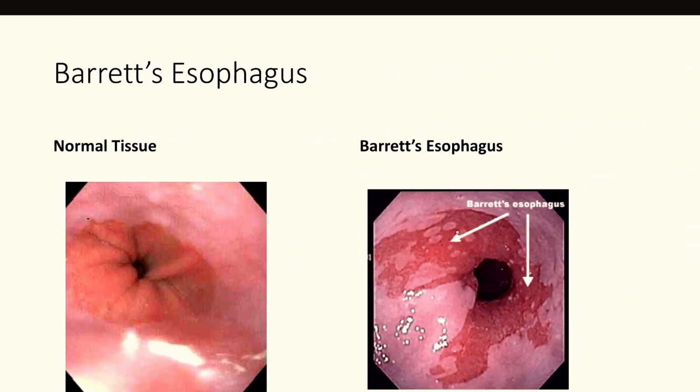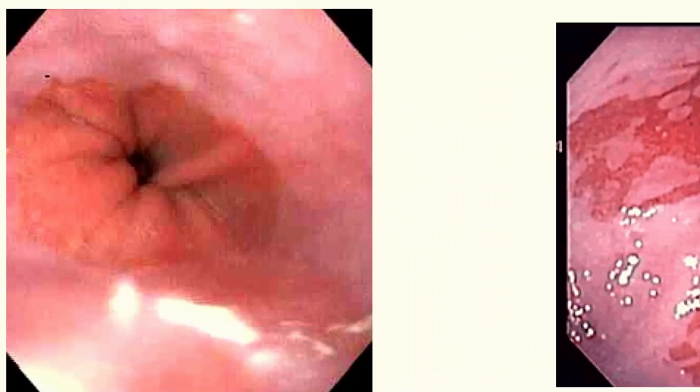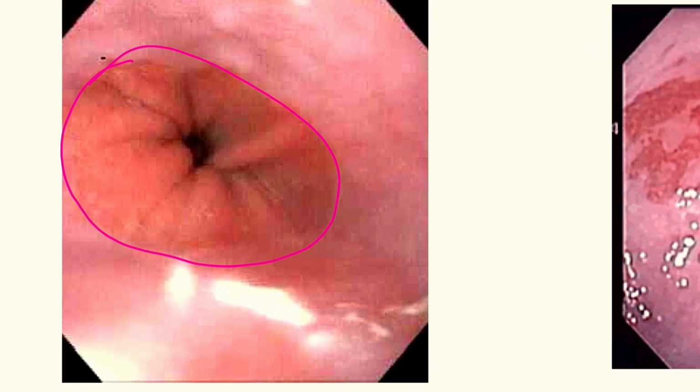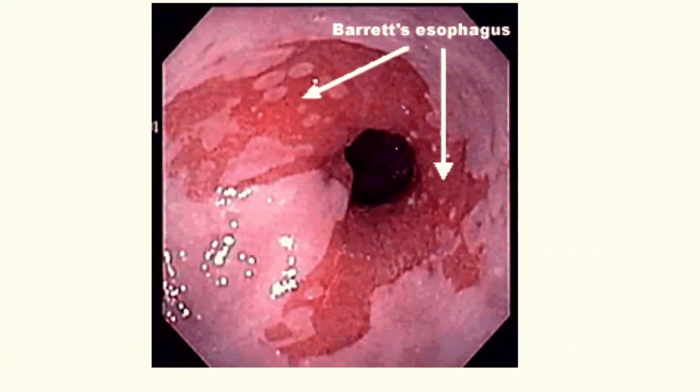And you can see here again, here's our normal tissue, with a nice Z line going around these demarcations. And now look over here. This is Barrett's esophagus. You see how the cell type has changed, all due to repeated acid erosion from the stomach. Okay, so that's Barrett's esophagus.